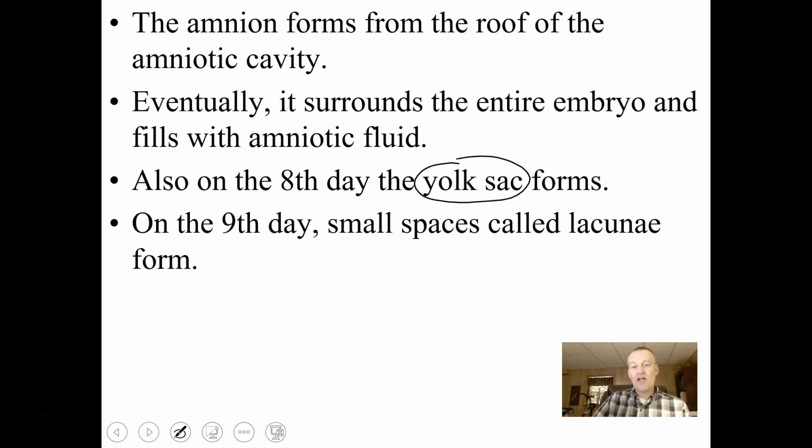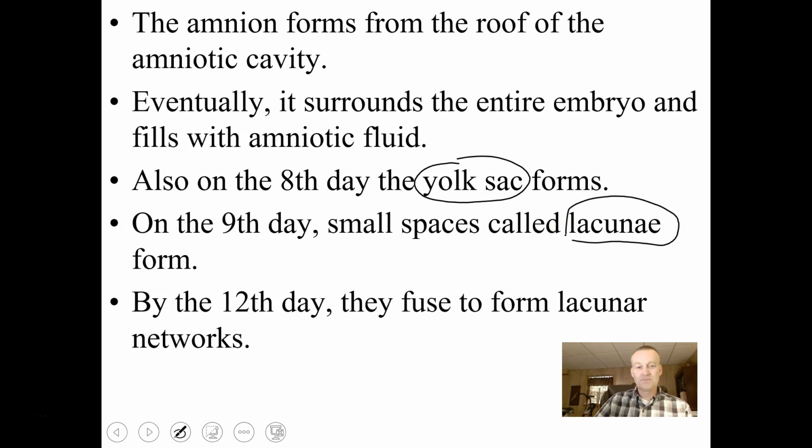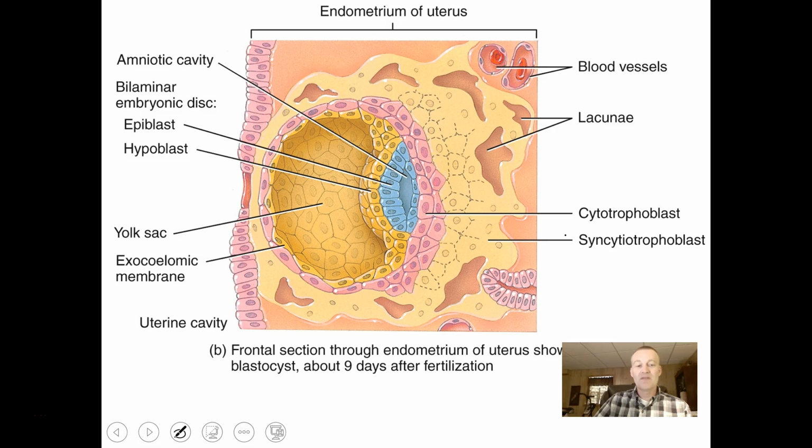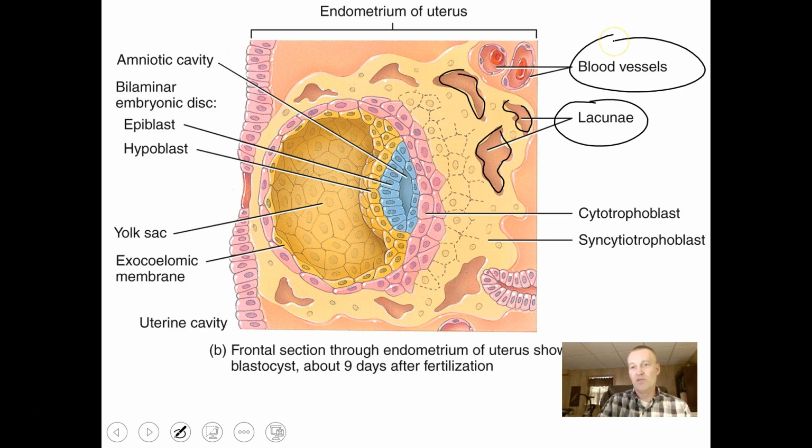On the 9th day, there are going to be small spaces called lacunae that will form. And by the 12th day, they fuse to form lacunar networks. So here are those lacunae that are forming from the syncytiotrophoblast, and these will be little chambers that are going to eventually fill up with the uterine secretions and then eventually blood cells from blood vessels.